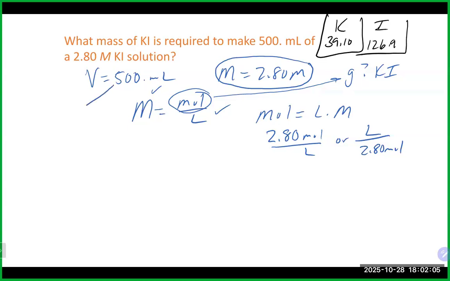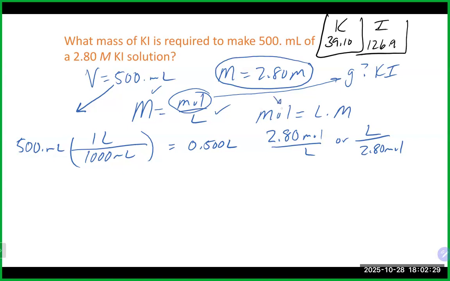Also, in order for everything to properly cancel out, we do need to convert our volume into liters. So we'll take our 500 milliliters divided by 1,000, move the decimal place 3 places to the left there. That's going to give us 0.5 liters. Again, taking a dimensional analysis approach here means, frankly, you don't have to worry about rearranging this equation. It'll just do it for you.